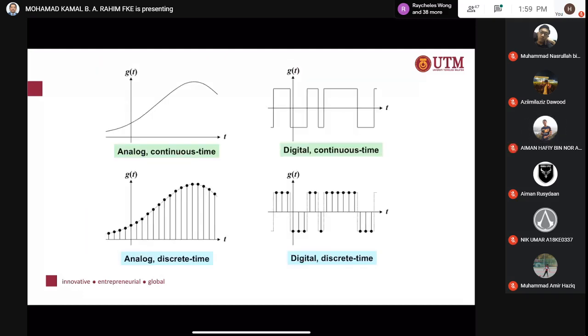Alright, so analog continuous time: you can see that this signal is continuous in time. Then digital continuous time, where you need 1, 1, 1, 0, 1, 0. Then there are analog discrete time and digital discrete time. We learn more about these if you study signal processing, because signals need to be processed. Analog discrete time you will also look at in signal processing.